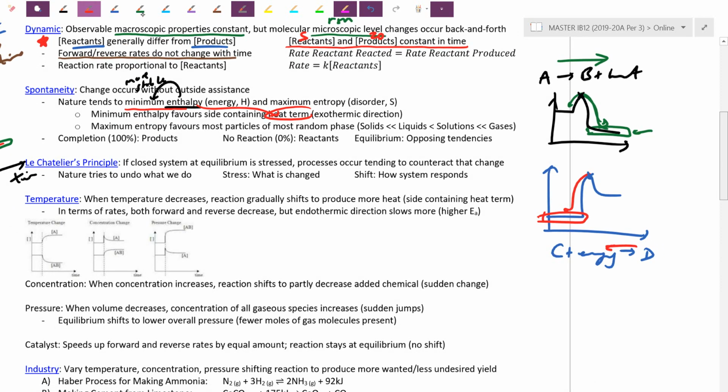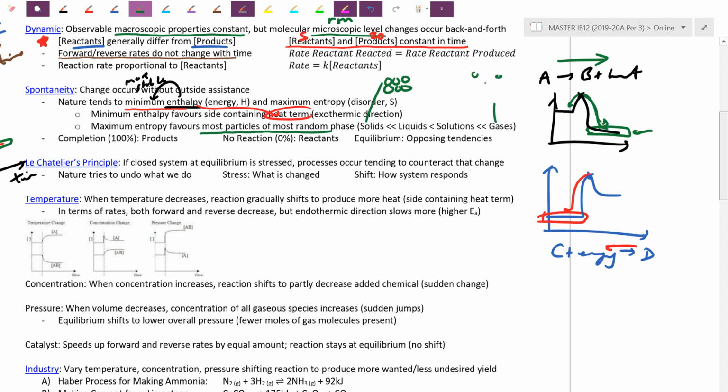That's only half the feature that we saw in chapter 5, though. We also saw entropy become important. Entropy was the matter of chaos, the disorder in the system. The most chaotic thing I can look for is having the most particles in the most random phase. Looking at this order here, careful, this order is different from the speed thing that we did in chapter 6. In solids, the particles have really low energy, they're just vibrating in place.